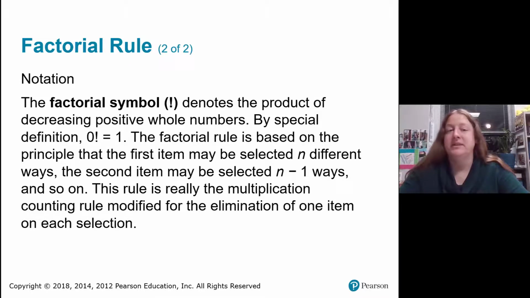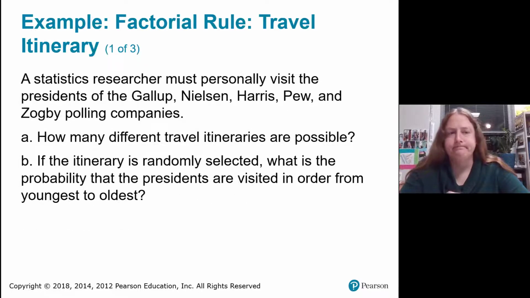And we get to use this exclamation point as a factorial to save us from having to write 10 times 9 times 8 times 7 times 6 or something like that all the way down, right? So let's take a look at an example of this. A statistics researcher must personally visit the presidents of the Gallup, Nielsen, Harrison, Pew, and Zogby polling companies. So how many different travel itineraries are possible?